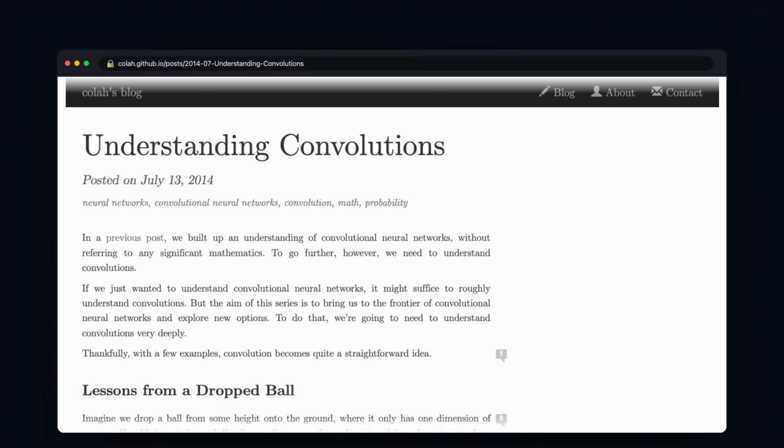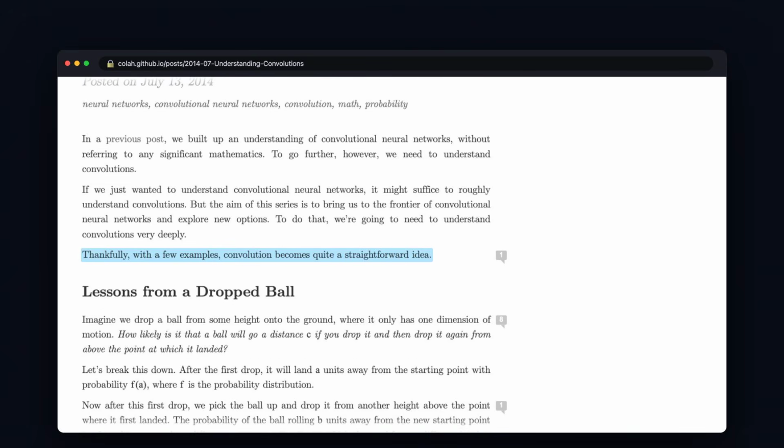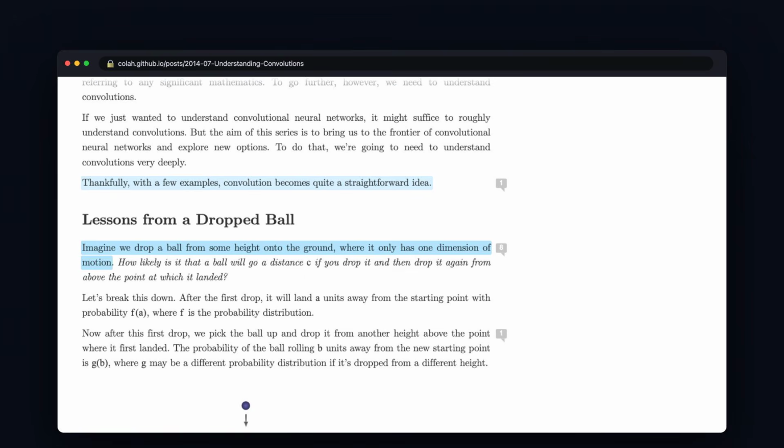Here's Olah's classic. We'll walk it top to bottom and mark the key ideas. Good news. With a few examples, a convolution becomes quite a straightforward idea. A simple picture. Imagine dropping a ball onto the ground, where it has one dimension of motion.